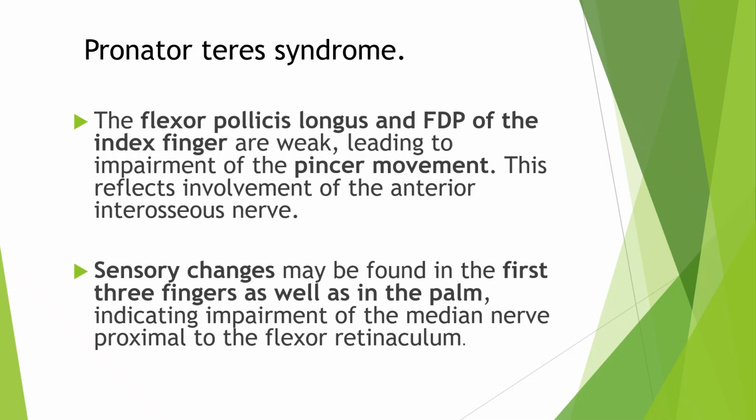There is another syndrome called pronator teres syndrome. Here the median nerve is compressed between the two heads of the pronator teres. The flexor pollicis longus and the flexor digitorum profundus get weak, leading to impairment of the pincer movement. Again, this is another test for the anterior interosseous nerve. Sensory changes may be found in the first 3.5 fingers, indicating impairment of the median nerve.